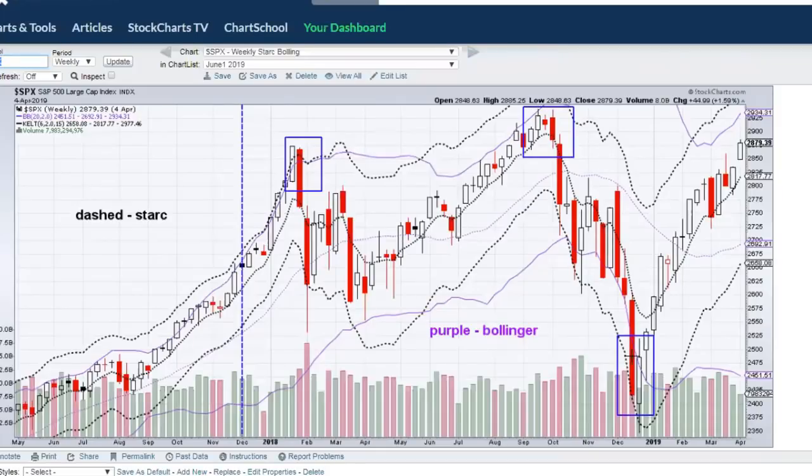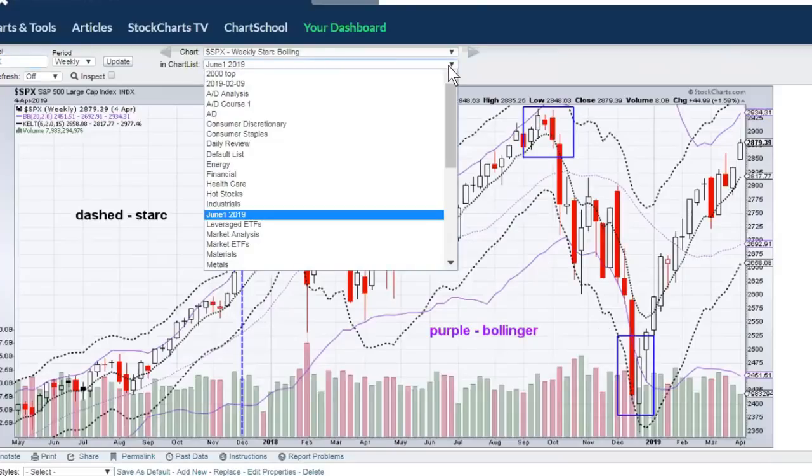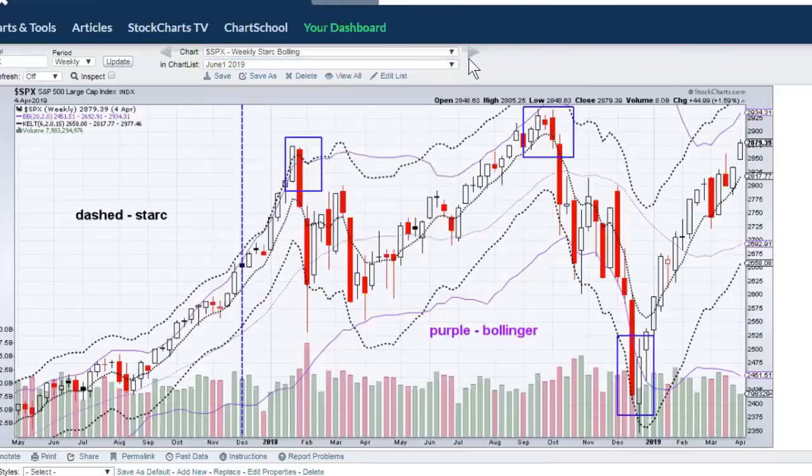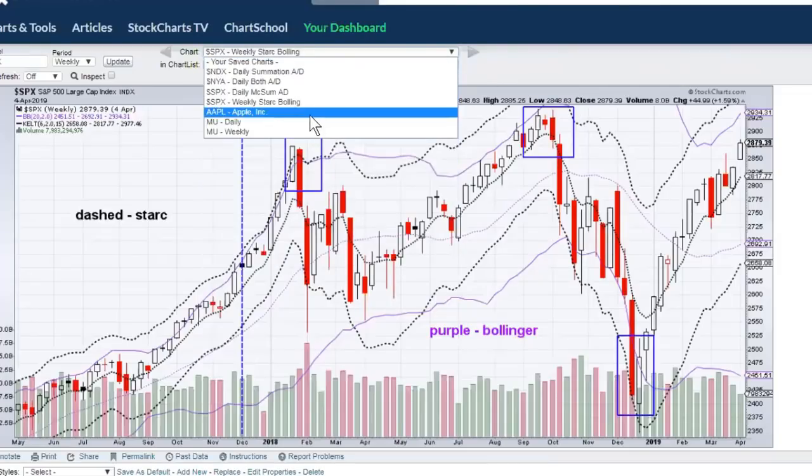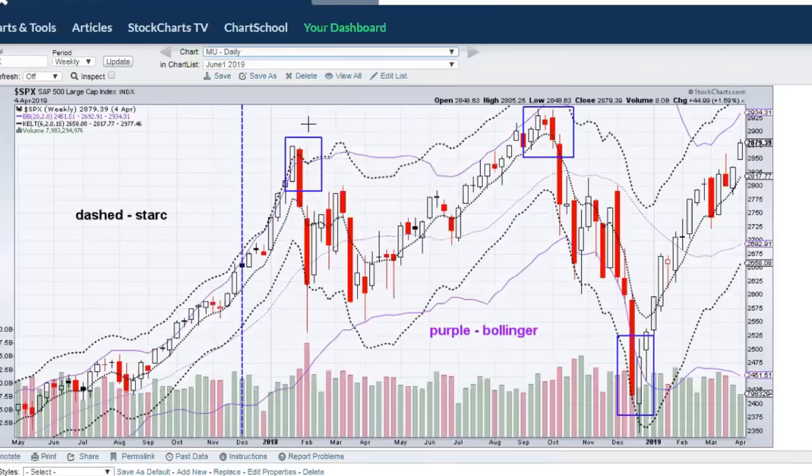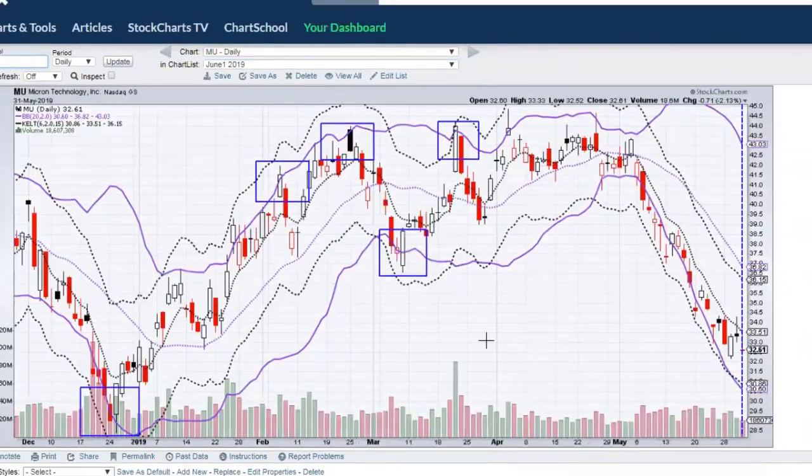So that's the other one. Once again, here on the downside, we dropped well below the Bollinger Bands at the end of December, and it perfectly matched the Stark Bands, telling you that was a very oversold condition. Let's look at a couple more. Let's look at Micron, a favorite trading stock of mine.